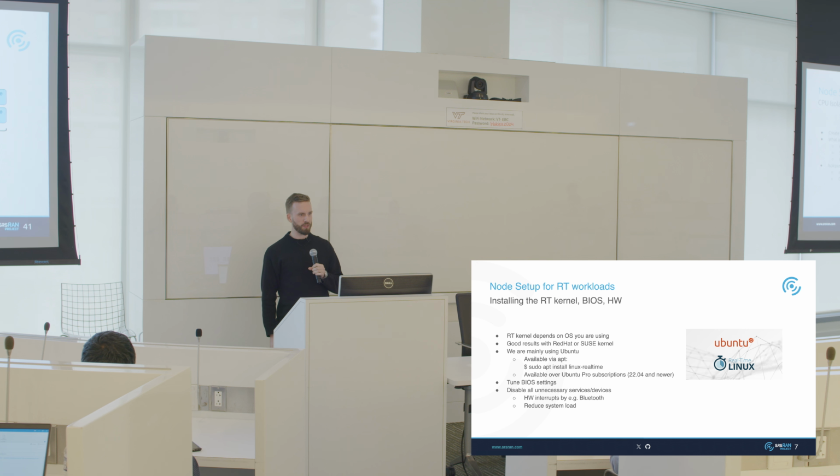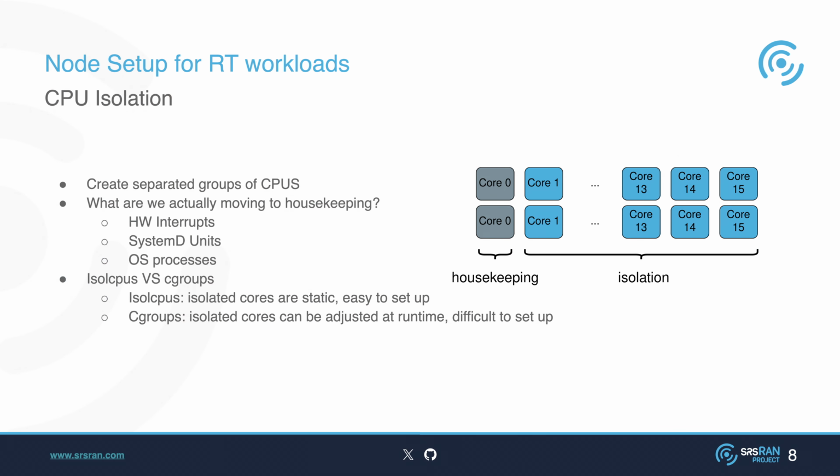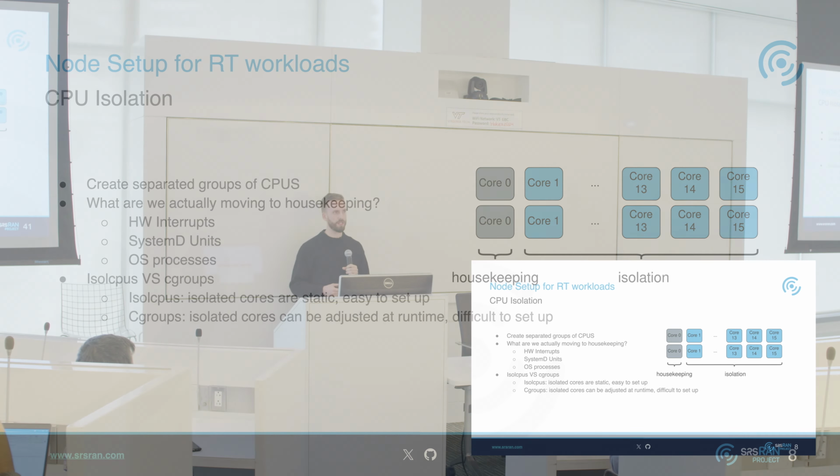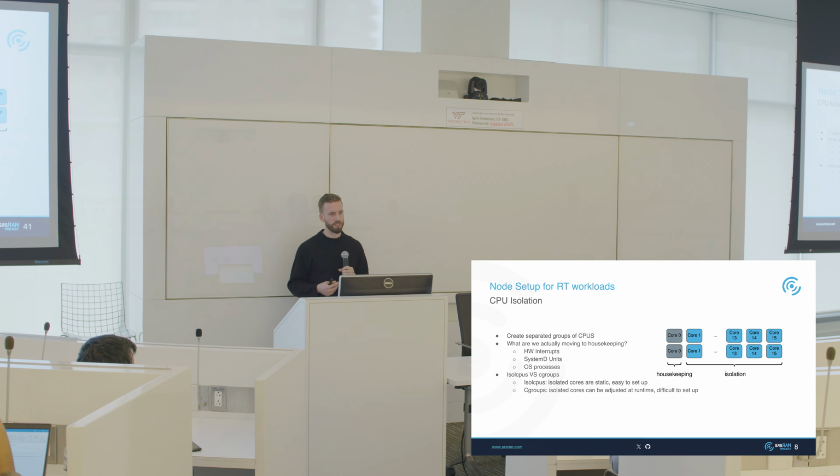Yeah, so CPU isolation. The general idea here is to separate the CPU cores that we have into at least two groups. One group is responsible for basically the operating system, running hardware interrupts, running systemd units, services, and all of the operating system processes. This is usually the smaller group, which should be, if you can, one or two cores of the system.